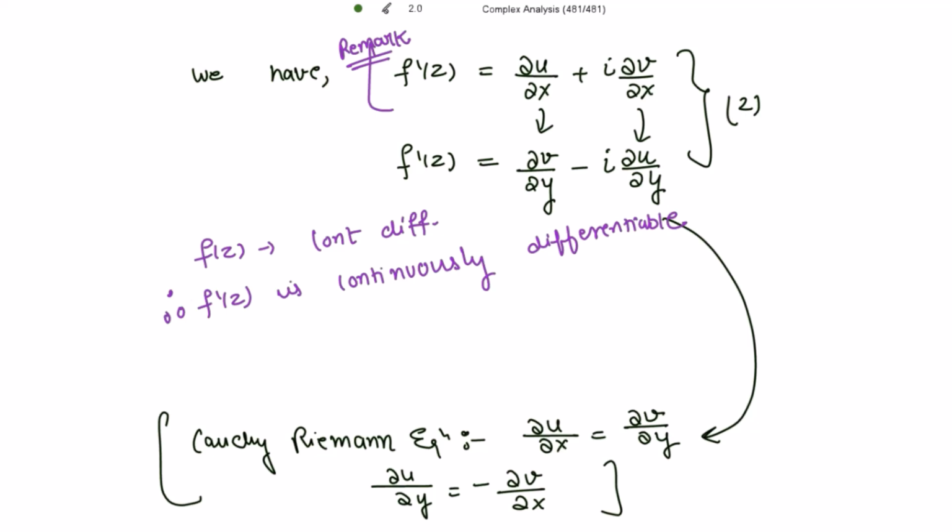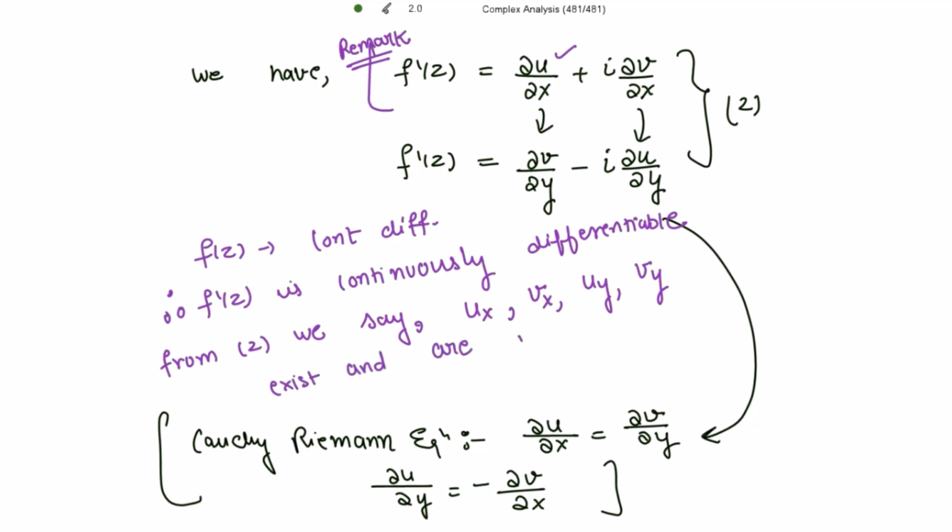So from 2 we say that the partial derivative of u with respect to x, I am writing this as ux, vx, uy, vy, all these exist and are continuous in D. These are continuous in the domain D.